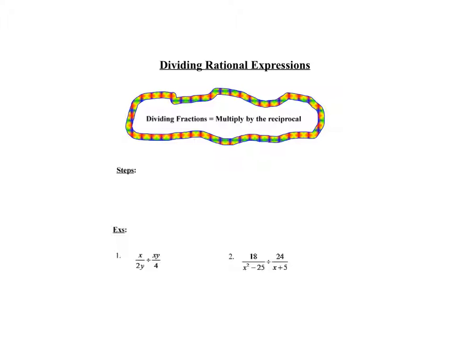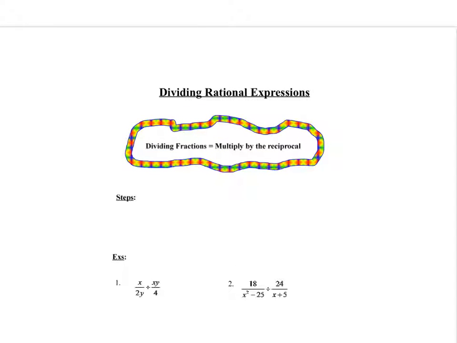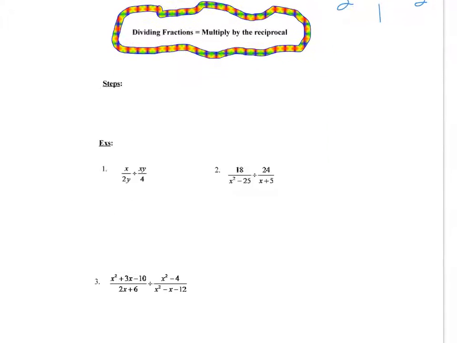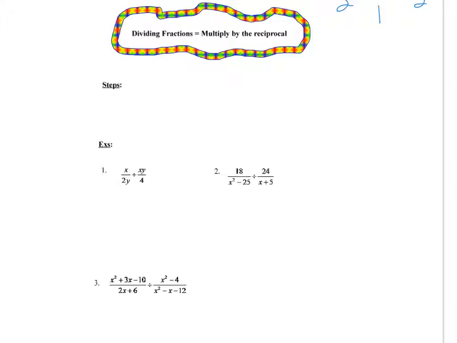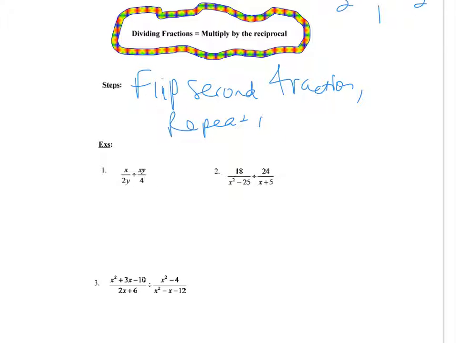Alright, last but not least is dividing. The only difference between that and multiplying is that you have to multiply by the reciprocal. So, for example, if I had 1/2 divided by 1/3, that's the same thing as 1/2 times 3 over 1, and then multiply across, so 3 over 2. Same thing with rational functions. So your steps are to flip the second fraction, and repeat multiplication steps.